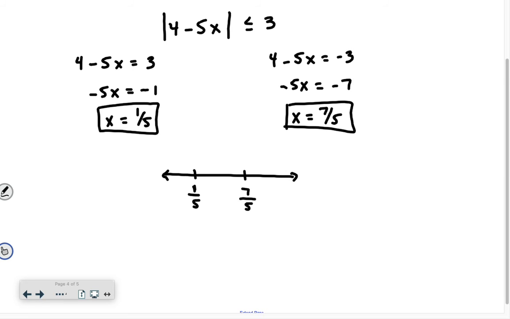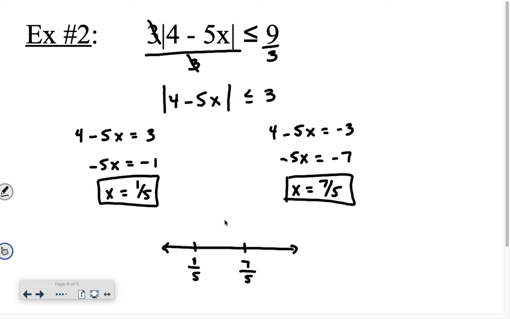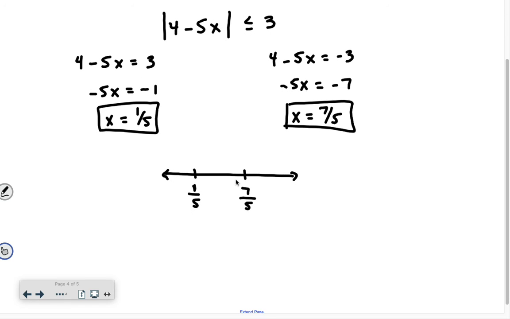So now we need to test things out, okay? And you could test it out right here. It's probably the easiest place to. If you really want to, you could go back up to the beginning and test it out in the beginning too. It's a little bit more complicated, so I would probably go to that point right there. Okay? So anything less than 1/5.